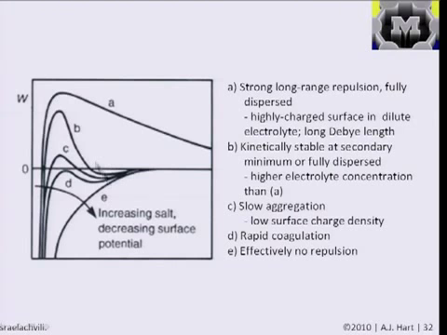And as, for example, you add more salt to the system to decrease the range of electrostatic repulsion, then you may go from a case where you have a stable minimum here with a relatively large barrier to coagulation, to aggregation, to a case where you effectively decrease the height of this energy barrier and make it favorable for the system to coagulate and for the particles to come together on their own.